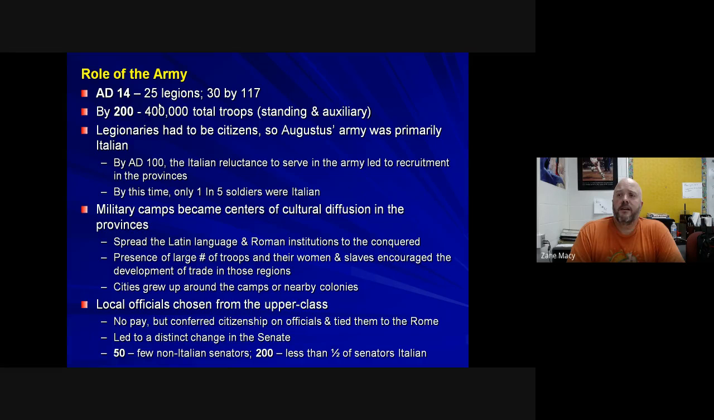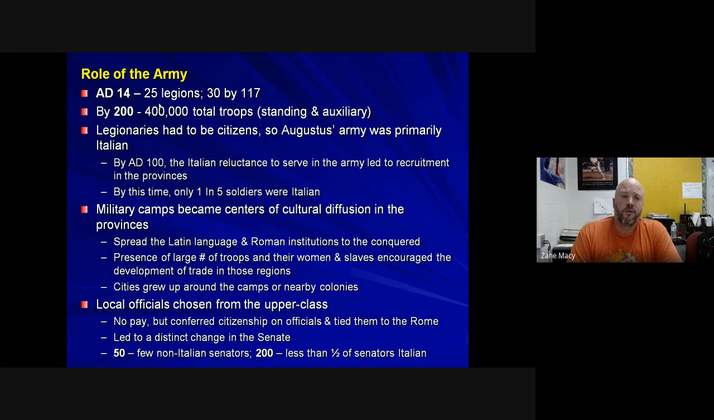Military camps tended to be centers for cultural diffusion because you had this concentration of Romans where you spoke Latin, definitely Roman law applied to these soldiers, whereas in the local communities, more often than not, local culture continued to be the rule of law. They just answered to Italian magistrates.